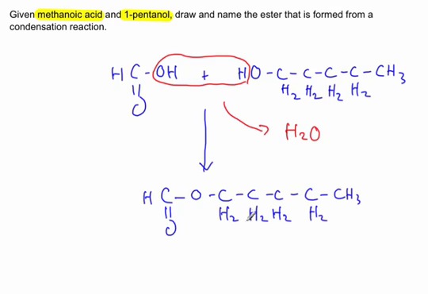And what would that be called then? Well, there's your alkyl component, so that is pentyl methanoate. Pentyl methanoate is the ester that forms from methanoic acid and 1-pentanol, and the other product of that reaction is water.